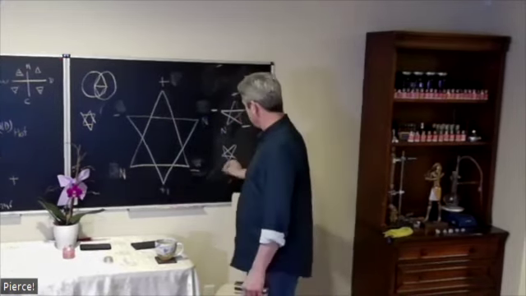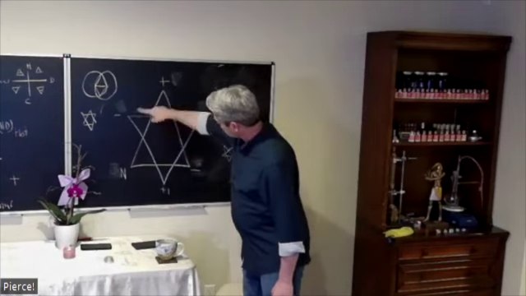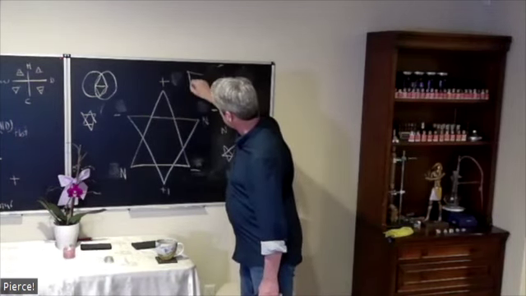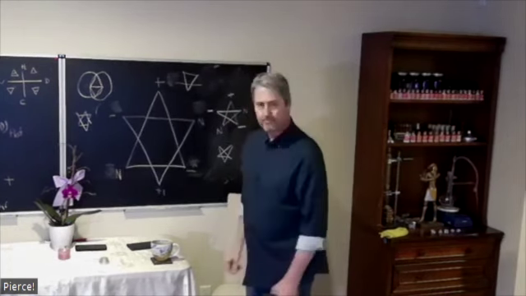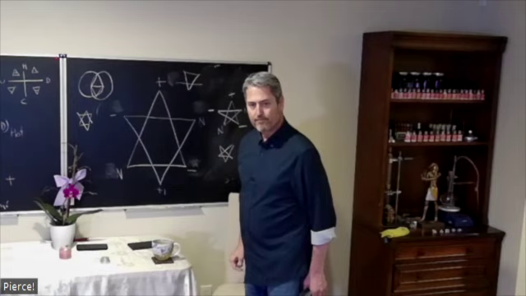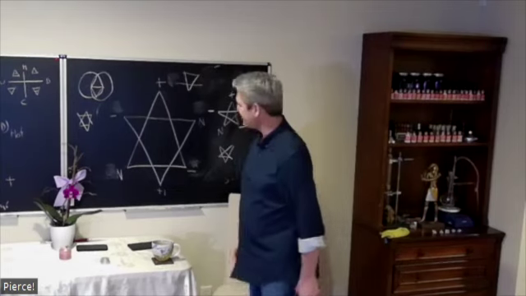Hard to draw. Yeah. In other words, if you draw the downward pointing triangle with this line through it, which is what element? Earth. Yeah, it's Earth. Okay.